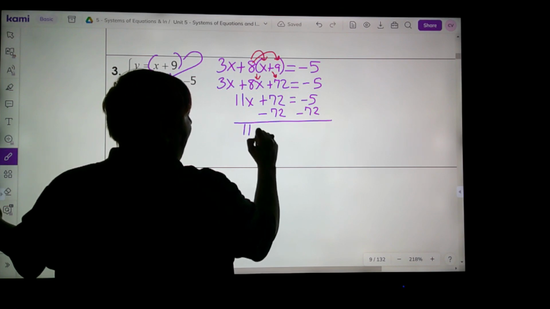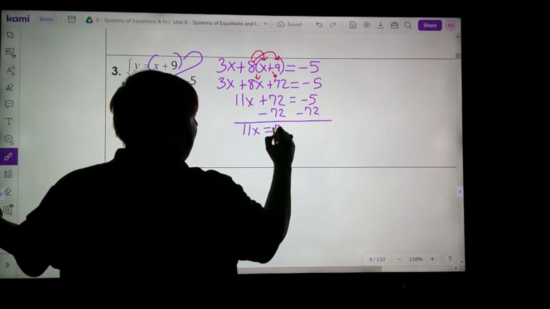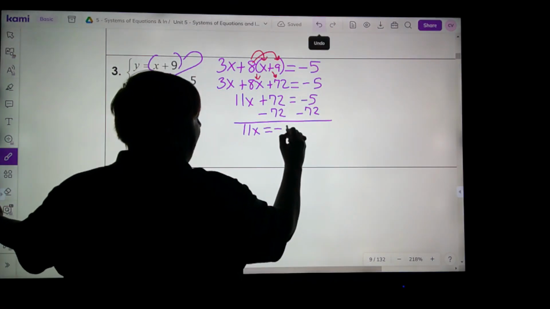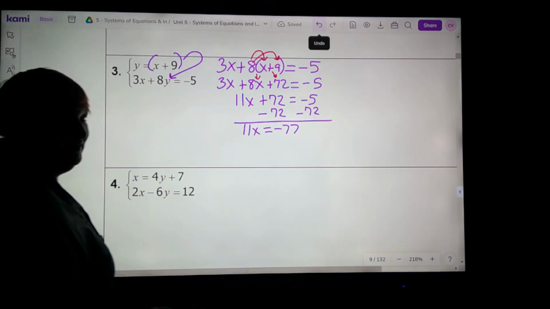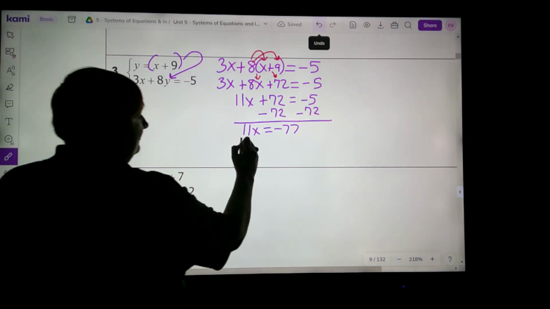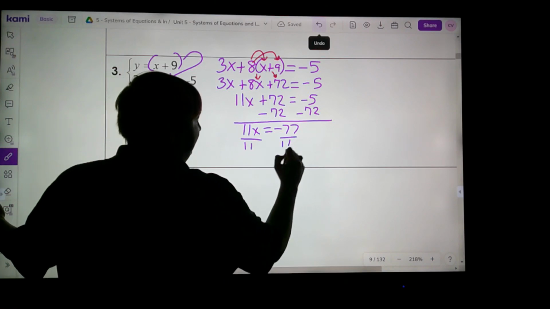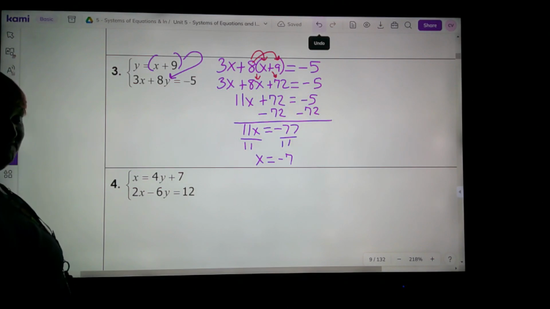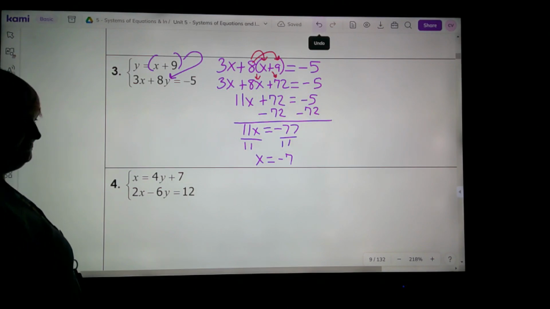Now we have 11x equals -77. Don't lose the negative. Think about it like money, like debt. The cost of something. Divide by 11, divide by the coefficient. X equals -7. 77 divided by 11 is 7.